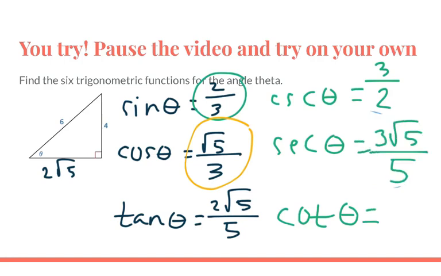And lastly, for cotangent, let's go ahead and flip it. So 5 over 2 root 5. And again, I have the exact same issue with the root 5 being in the denominator. So let's multiply that out, both top and bottom by root 5. This part right here, what I boxed in yellow, gives me the number 5. So let me write that down. And the denominator would just give me 2 times 5, which is 10. So let me erase this and write the denominator as 10.